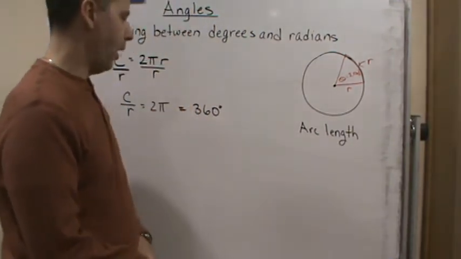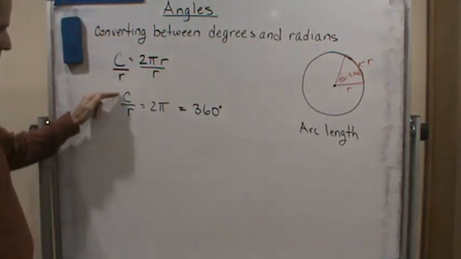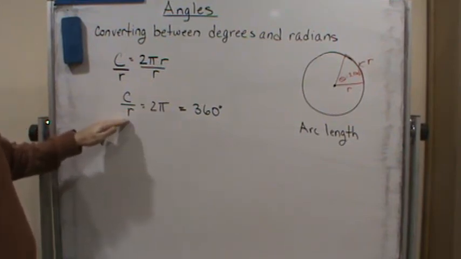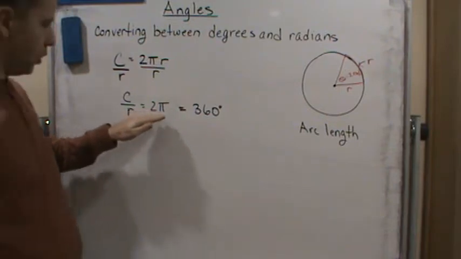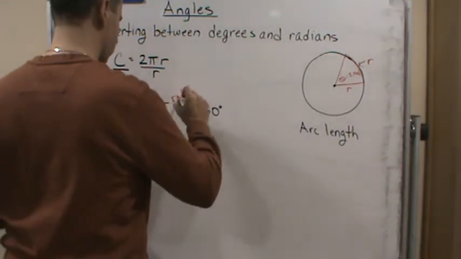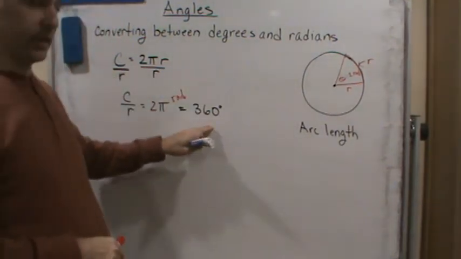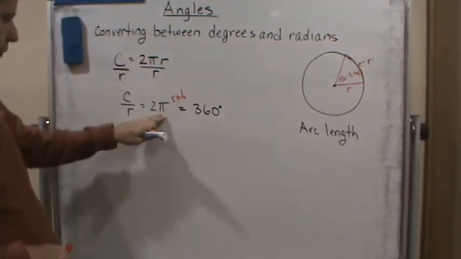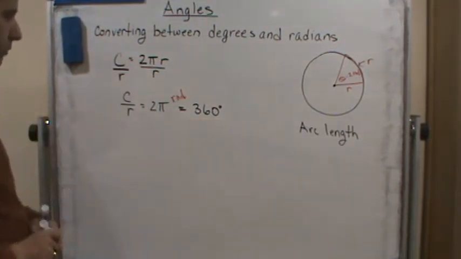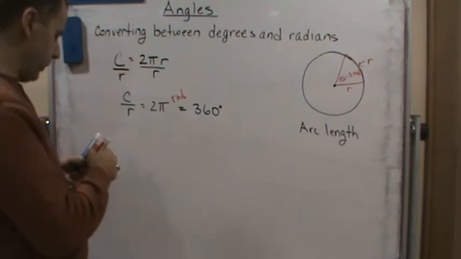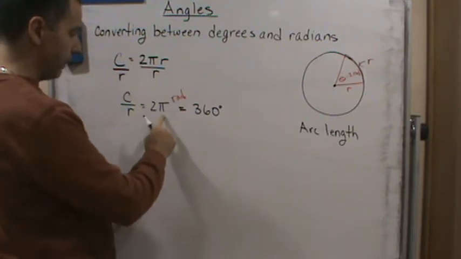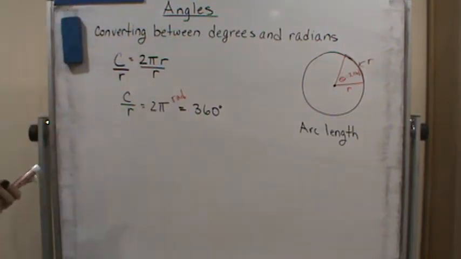Now, that means this ratio is constant, regardless of the length of the radius. So 2 pi radians is equal to 360 degrees. One circumference around is equal to 2 pi radians, which is also equal to 360 degrees. We can also state that if we divide both sides by 2, pi radians is equal to 180 degrees.